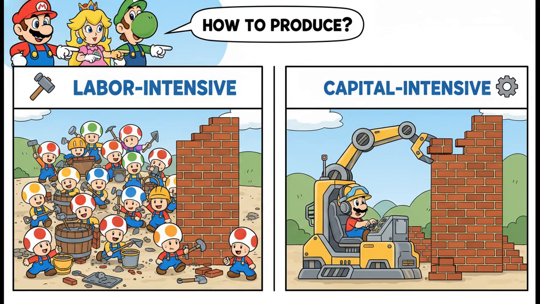Next, we have to figure out the best method to actually create those goods with the question, how to produce. This is all about finding a balance. Do we use labor-intensive methods, meaning we hire a ton of human workers to get the job done? Or do we pivot to capital-intensive methods, where we rely heavily on advanced machinery and automation? The ultimate goal here is to use our resources as efficiently as possible based on what we actually have available.